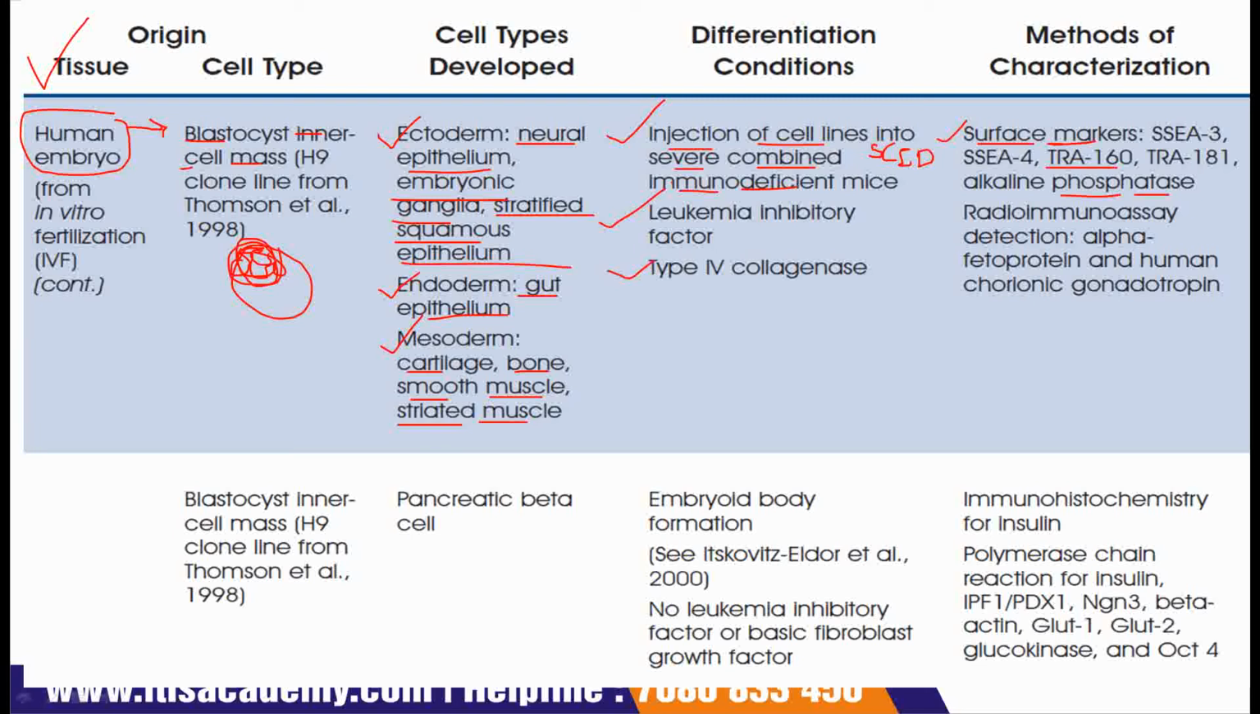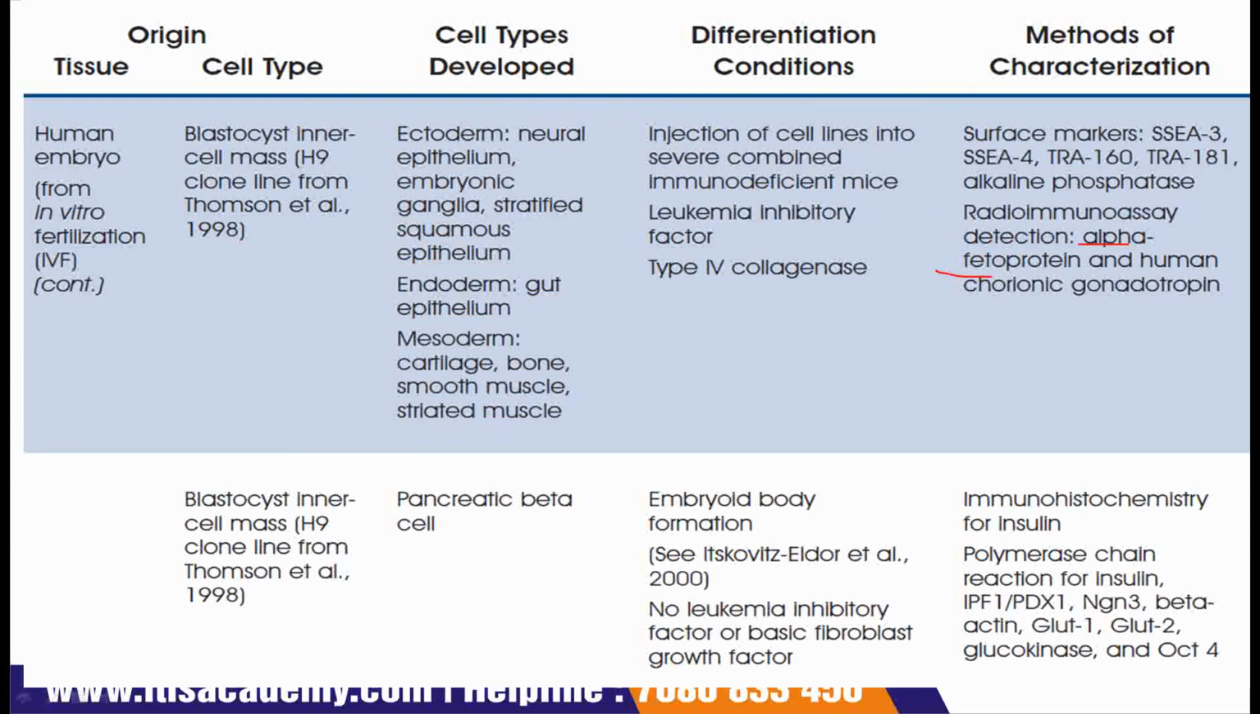The next method that we can use for the characterization is radioimmunoassay detection. Here alpha-fetoprotein and human chorionic gonadotropin are used.